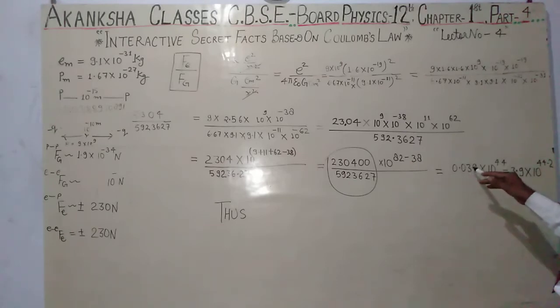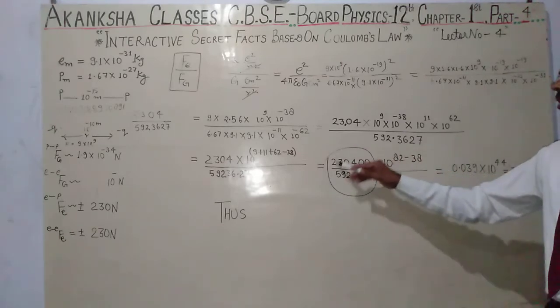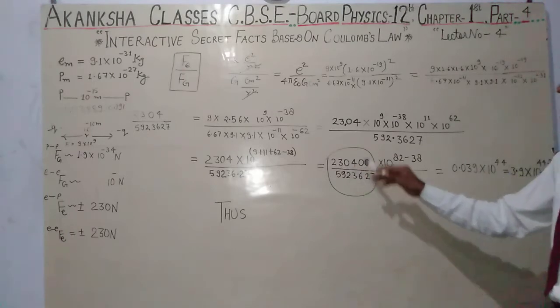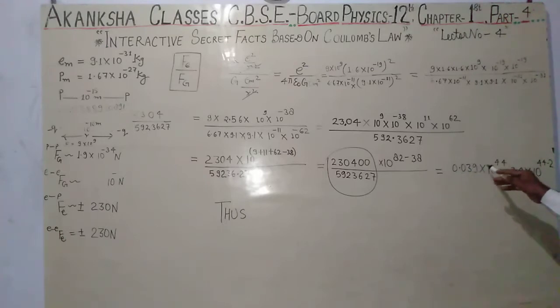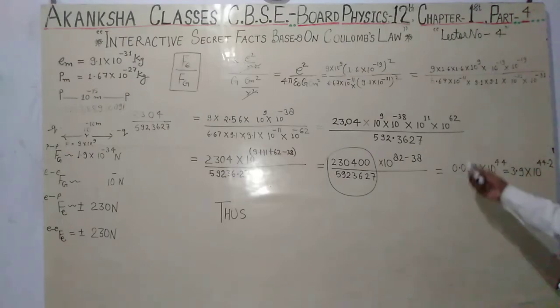That is 0.0, and the quotient is 0.039 multiplied by 10 power 44. That becomes 3.9 into 10 power 44 minus 2, as I need to write it in scientific notation. That is 3.9 into 10 power 44 minus 2.